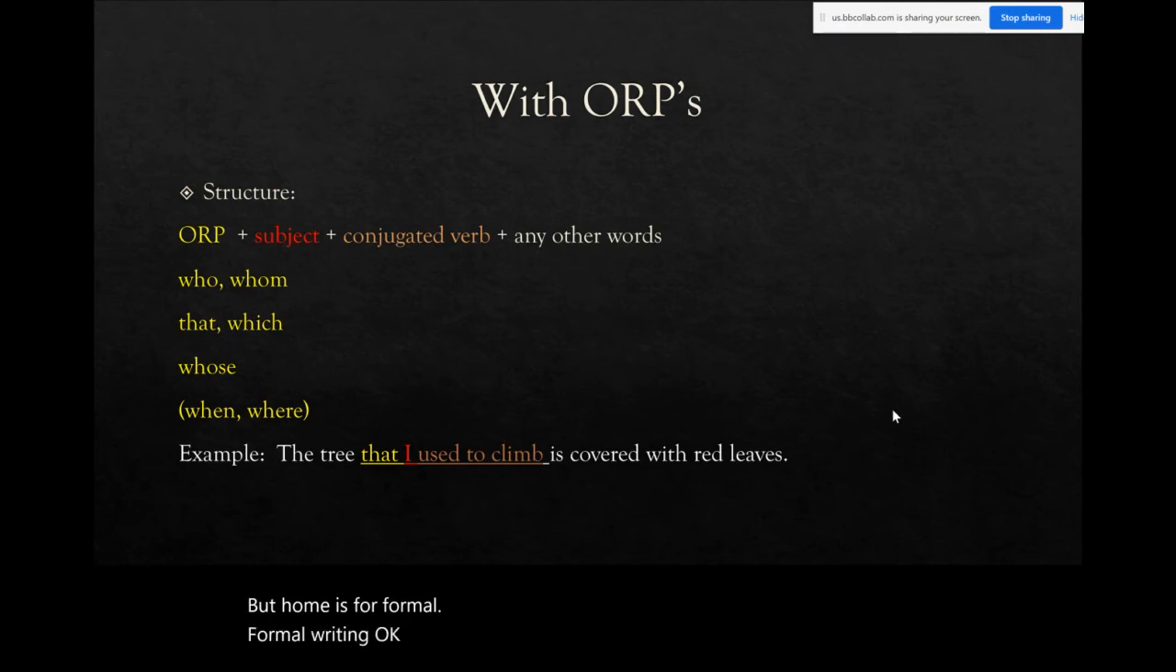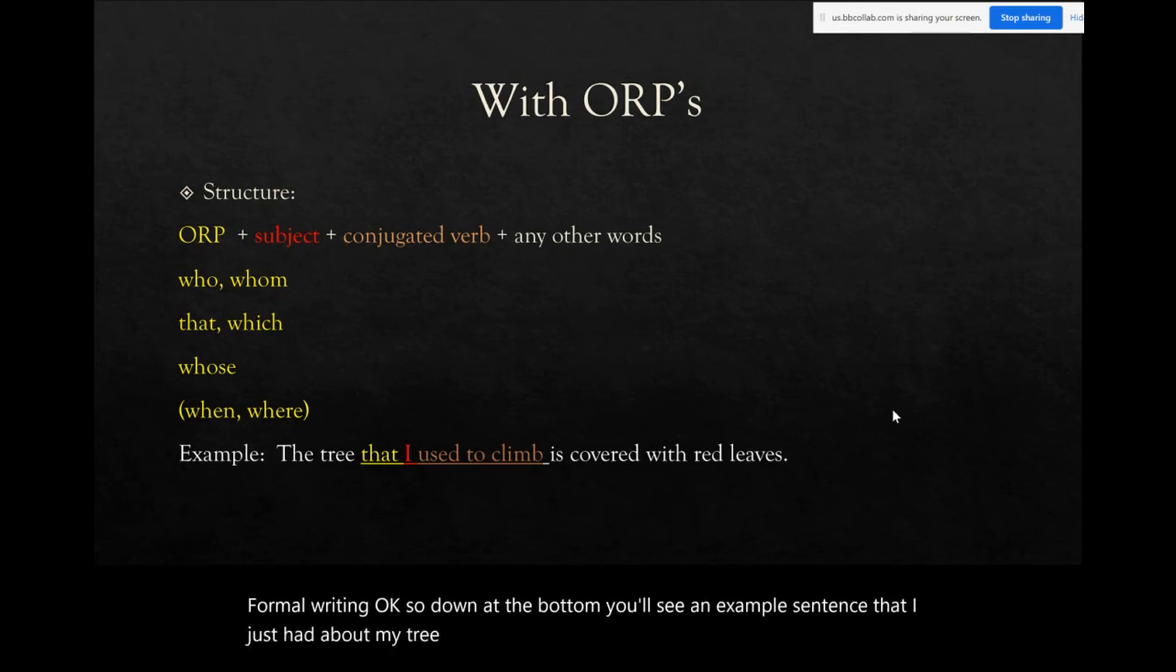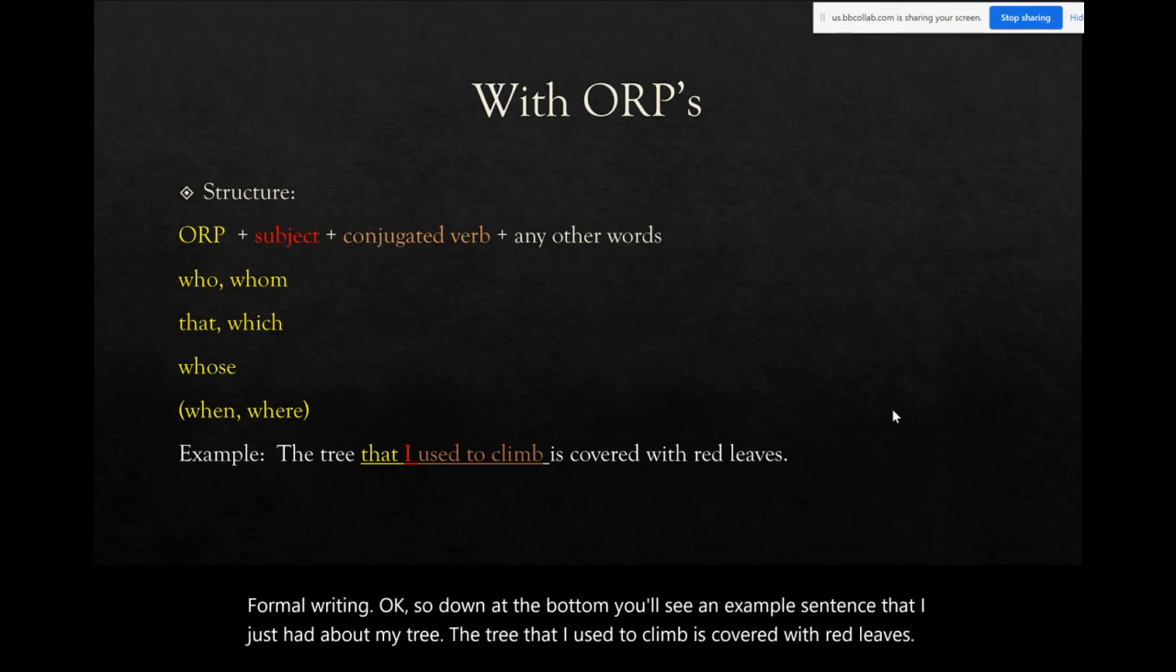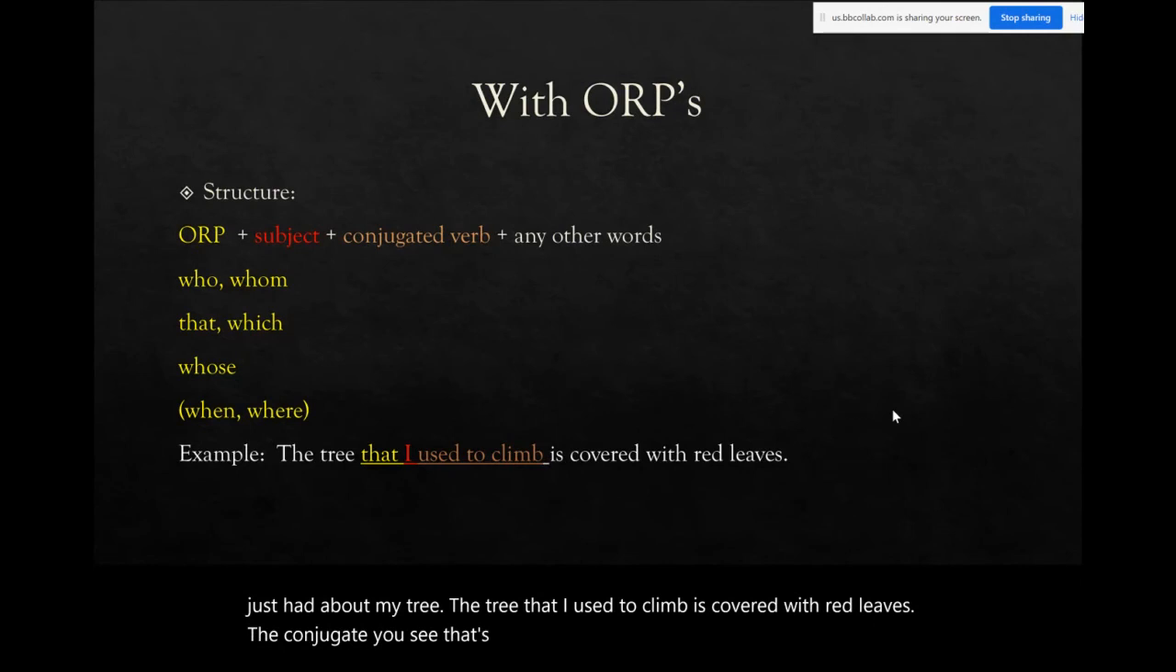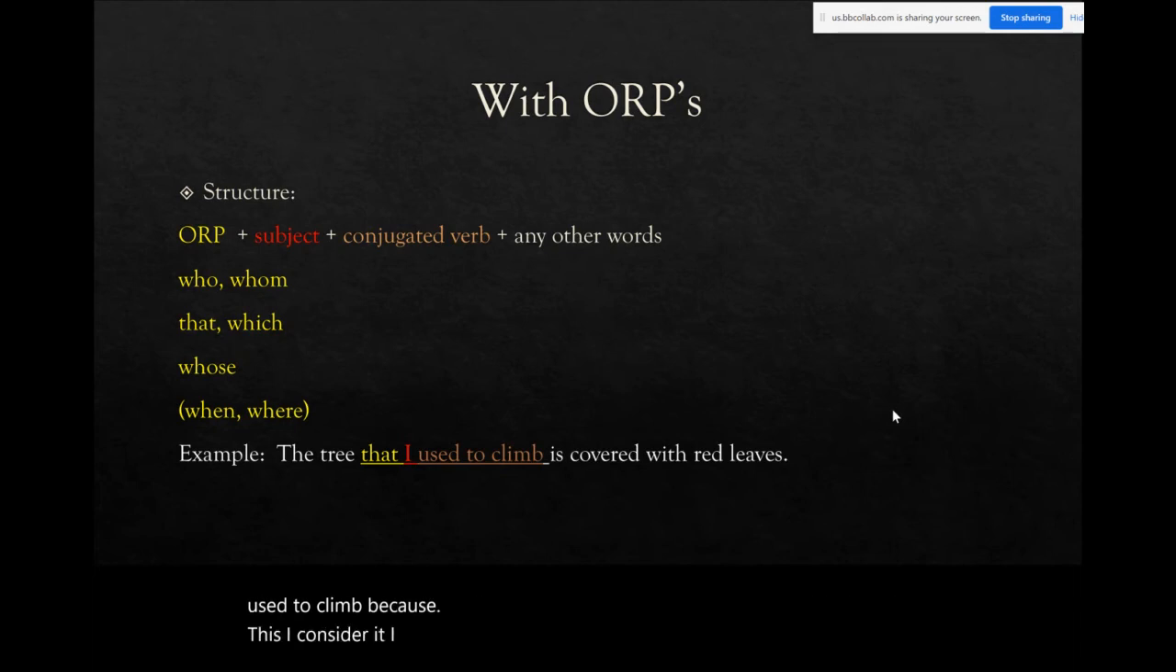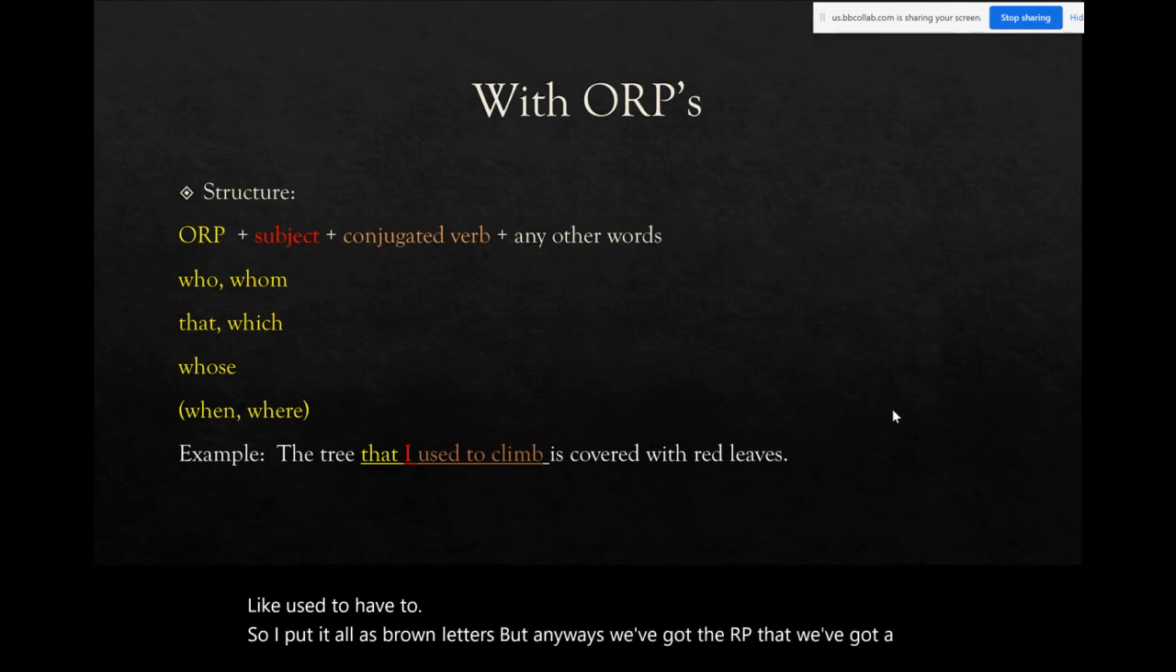Okay, so down at the bottom, you'll see an example sentence that I just had about my tree. The tree that I used to climb is covered with red leaves. Actually, the conjugated verb is used, but I put used to climb because it's simple past. I consider this like an expression, kind of like a modal, like used to, have to. So I put it all as brown letters. But anyways, we've got the ORP that, we've got a subject, I, and then we have a verb.